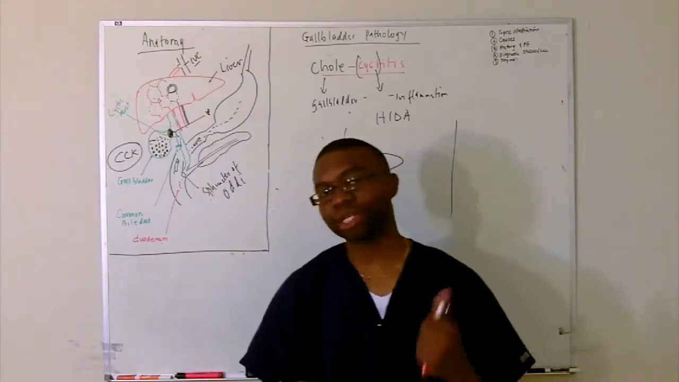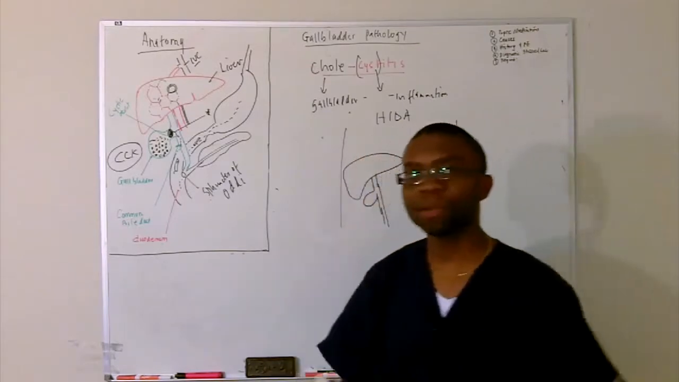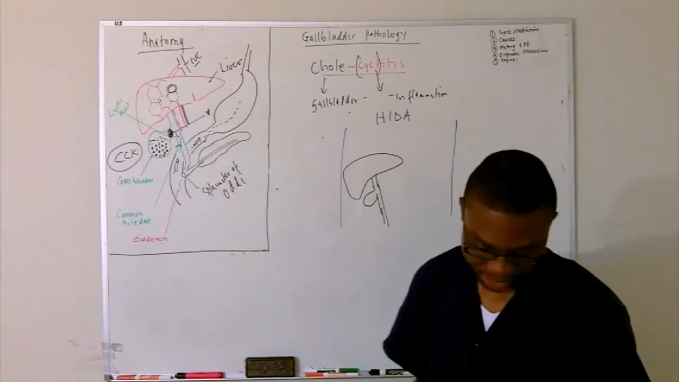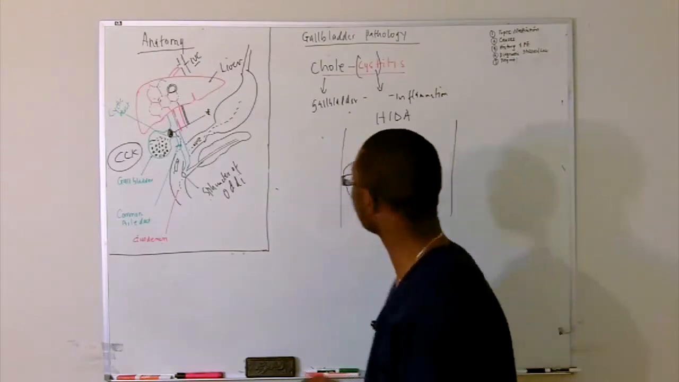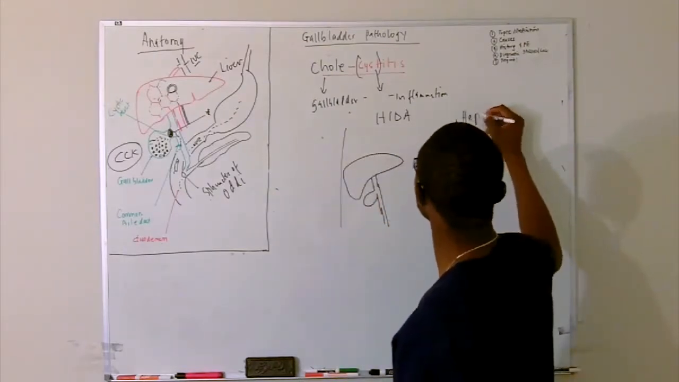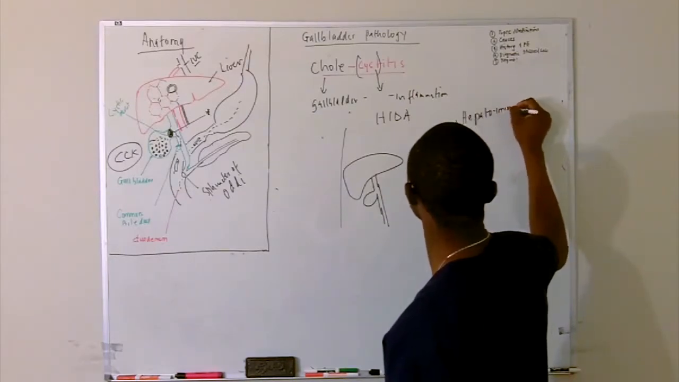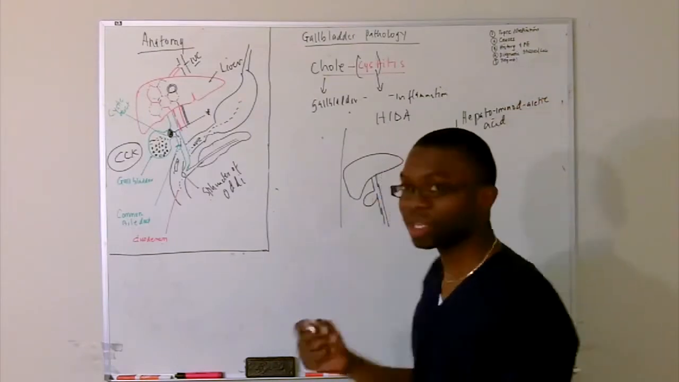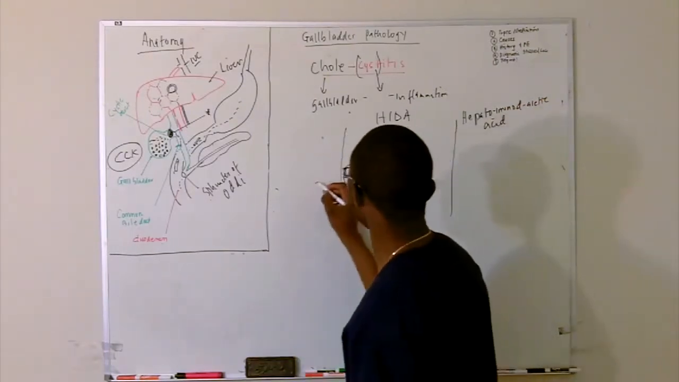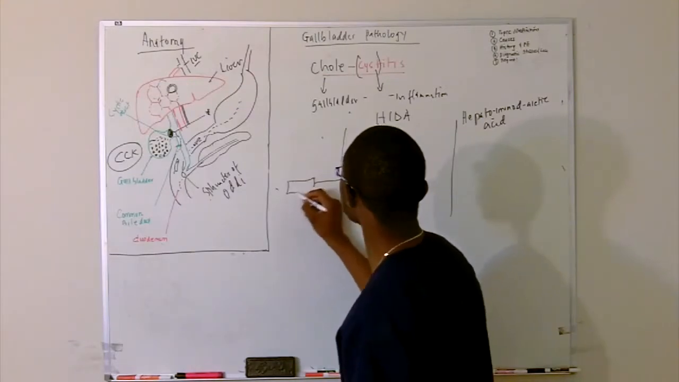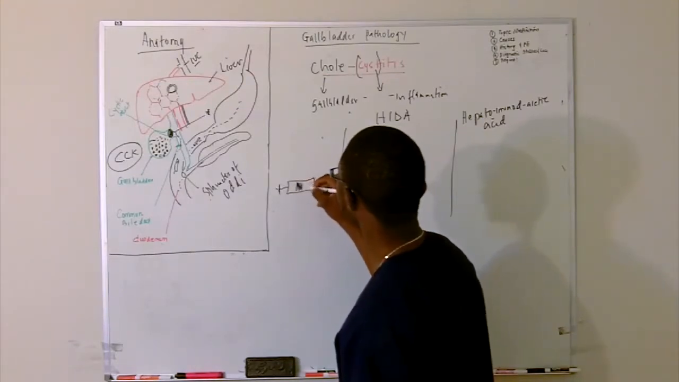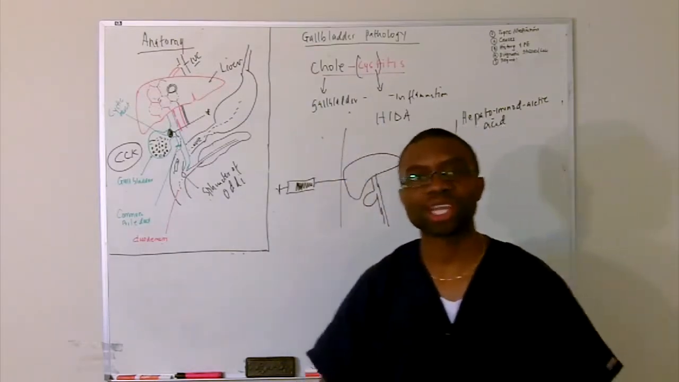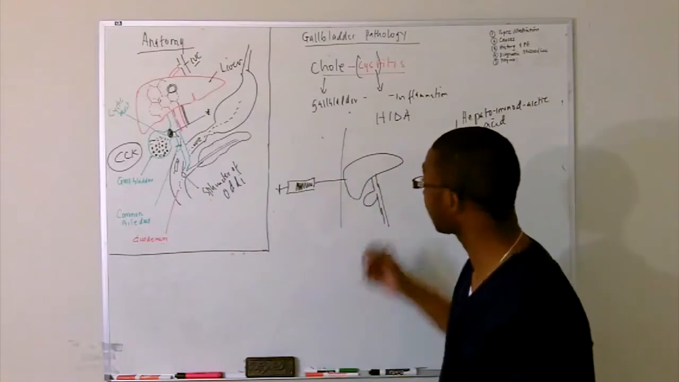The HIDA scan is a radionuclide dye they're going to inject. Typically the idea is this. The purpose of the HIDA, which HIDA really stands for hepatoiminodiacetic acid, is a radionuclide agent. They're going to take a needle and inject the dye into your liver. It's supposed to act just like the bile that your liver actually makes.